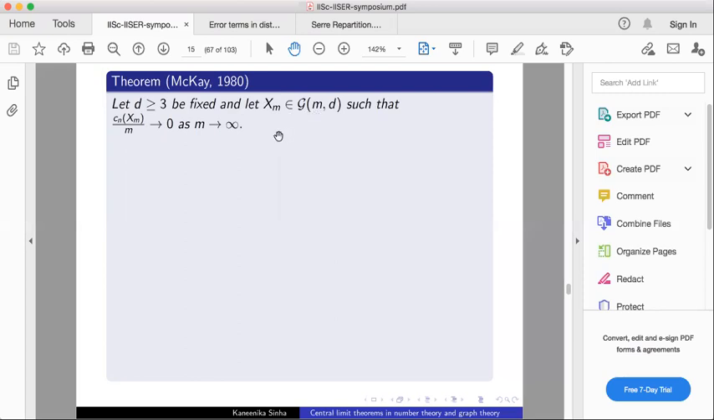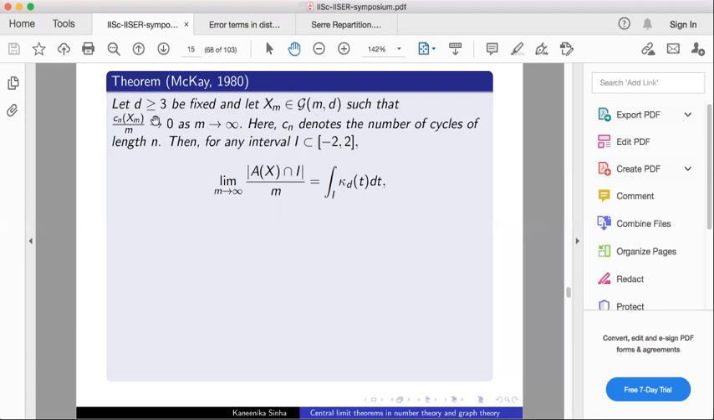And we are choosing our collection in such a way that the number of cycles of length n is little o of n as m goes to infinity, and this asymptotic is true for every n. So under this strong condition, McKay showed that the family of eigenvalues A of x are equidistributed in the interval -2 to 2 with respect to this distribution measure.